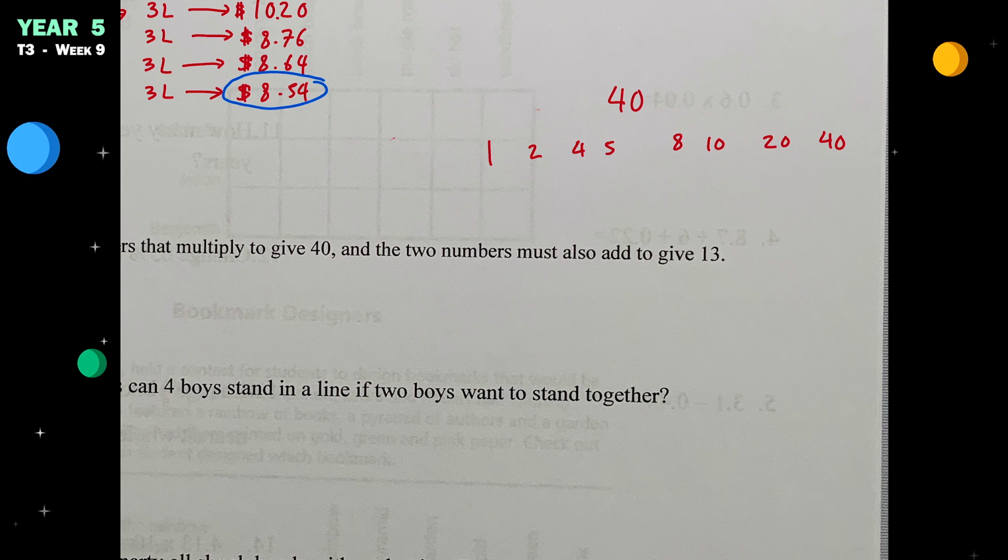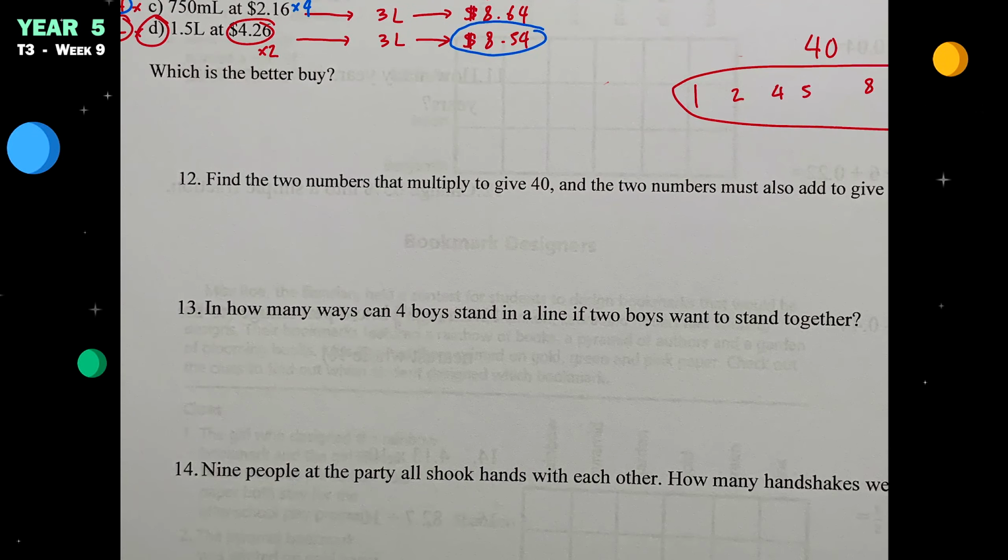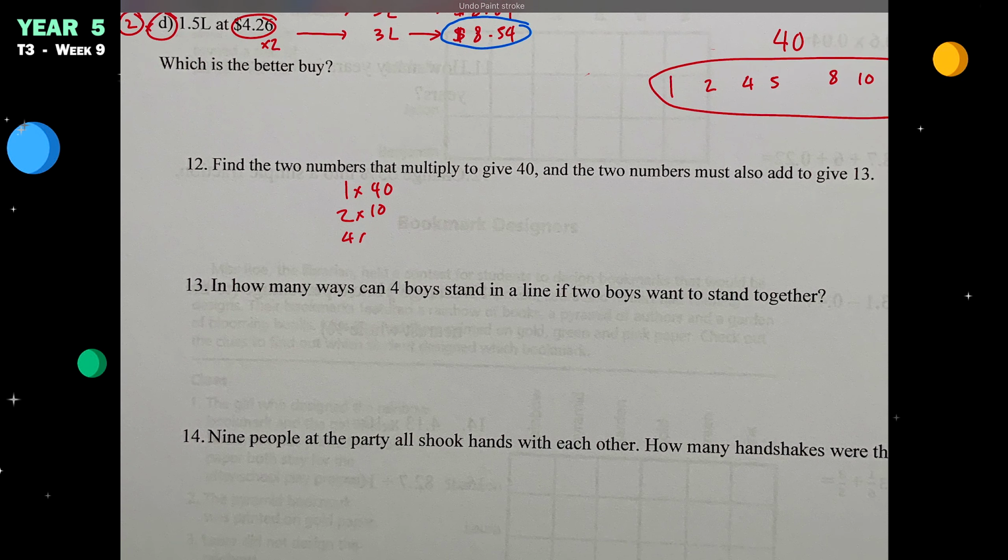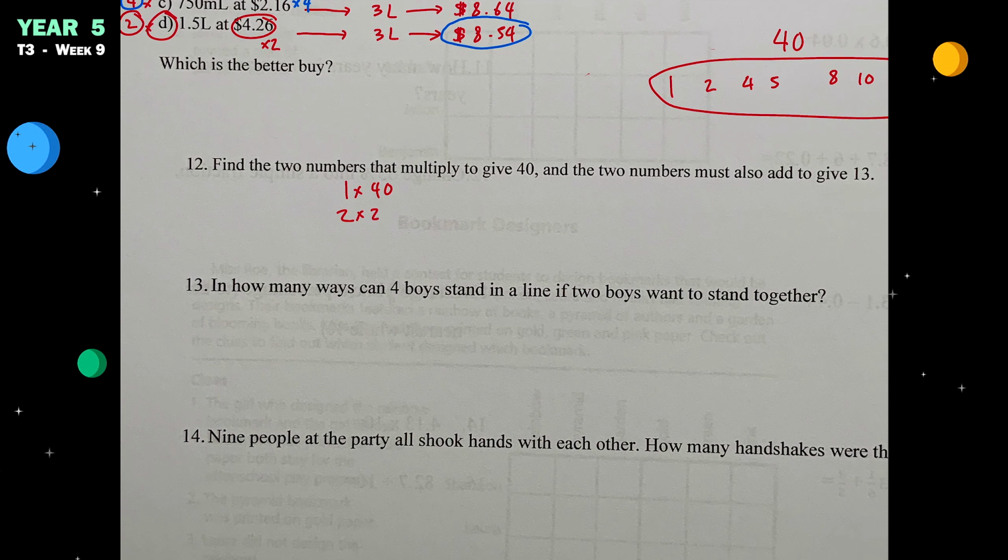6, nothing. 7, nothing. So these are the factors of 40. Okay. So you could have 1 times 40, 2 times 20, 4 times 10, 5 times 8. And that's all, I think.